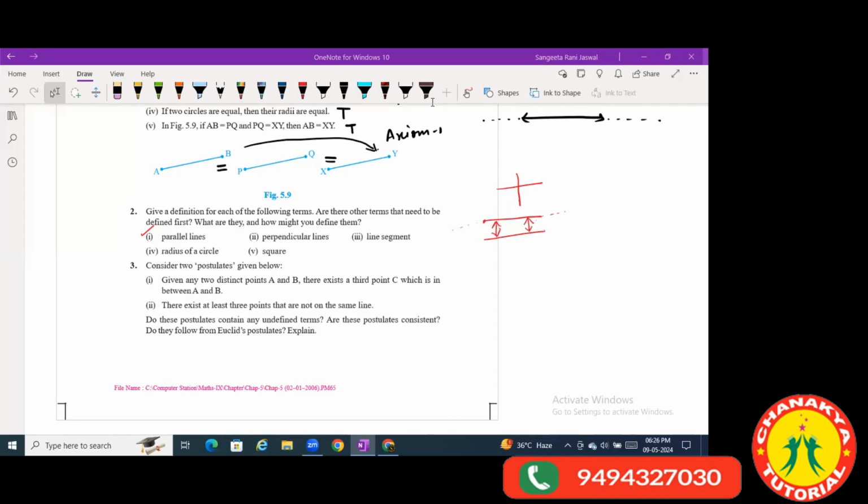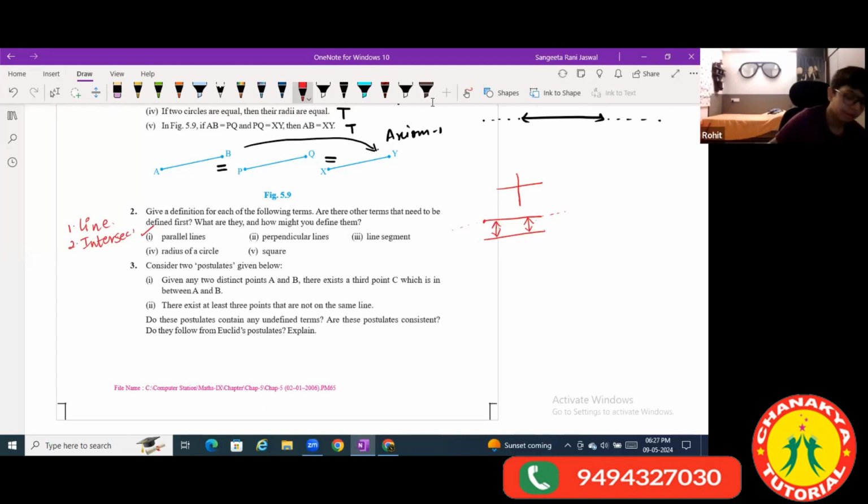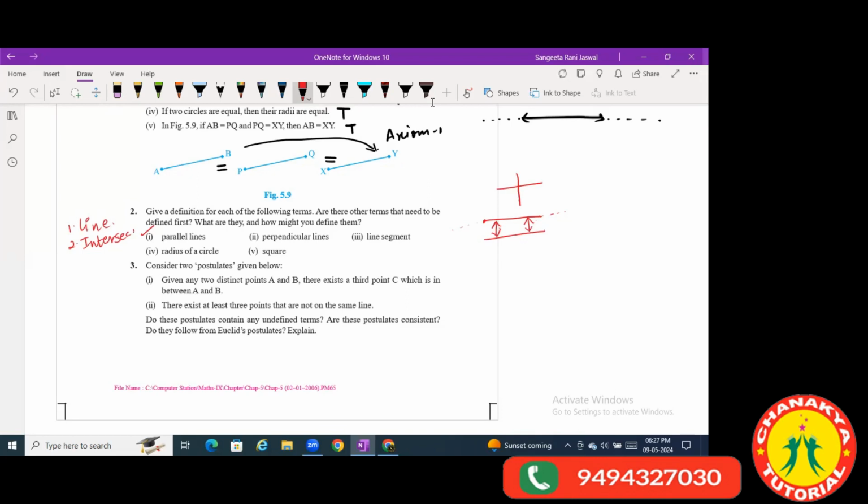To define parallel lines, we need to first know about a line. And second, we should know about intersecting lines also. Until we know about intersecting lines, we cannot define parallel lines. Right, children? Yes, ma'am. So this is what is asked in the question: give a definition for each of the following terms.